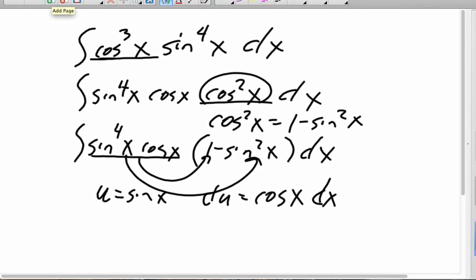All right. So you've got one even and one odd. You want to reserve the odd. You want to reserve one of the odds for your u sub, and then turn the rest of the even ones into the opposite trig function. So that you've got a nice, easy little problem to do. Okay.